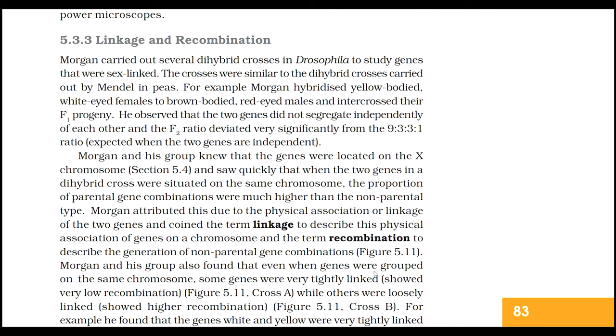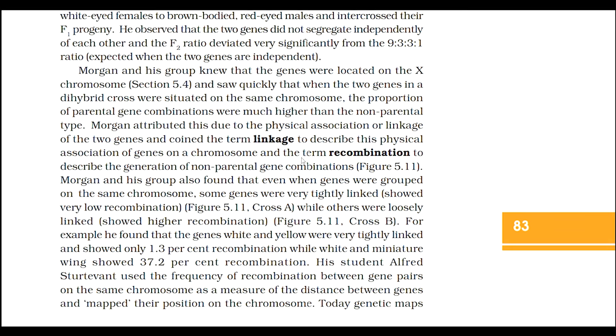Morgan and his group also found that even when genes were grouped on the same chromosome, some genes were very tightly linked and showed very low recombination, which is given in figure 5.11 cross A, while others were loosely linked and showed higher recombination, which is given in figure 5.11 cross B. For example, he found that the genes white and yellow were very tightly linked and showed only 1.3% recombination, while white and miniature wing showed 37.2% recombination.